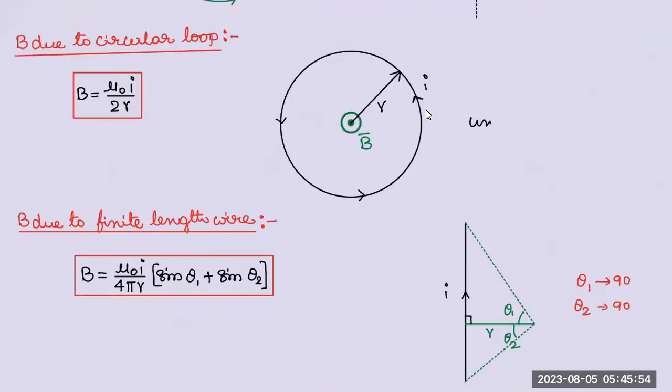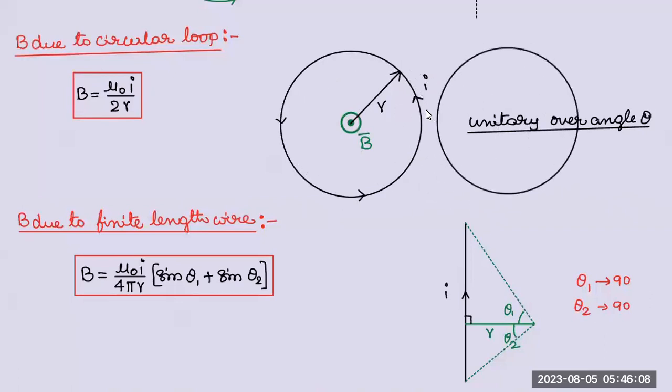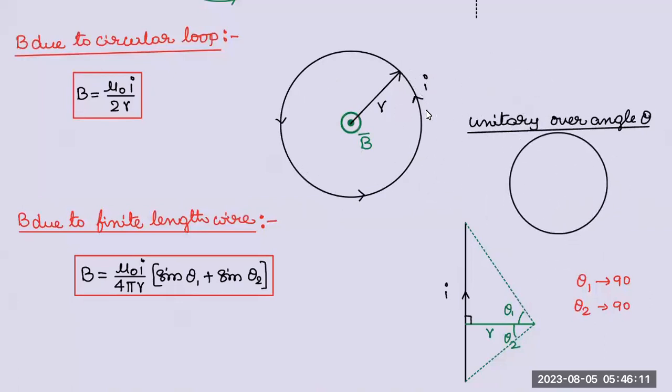Use the unitary method over angle theta. Sir, suppose instead of having a complete ring, you have some part of the ring. Some part is there. What to do?